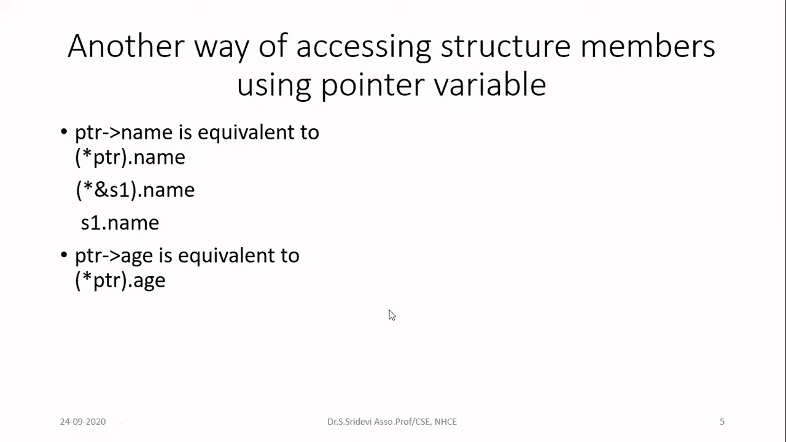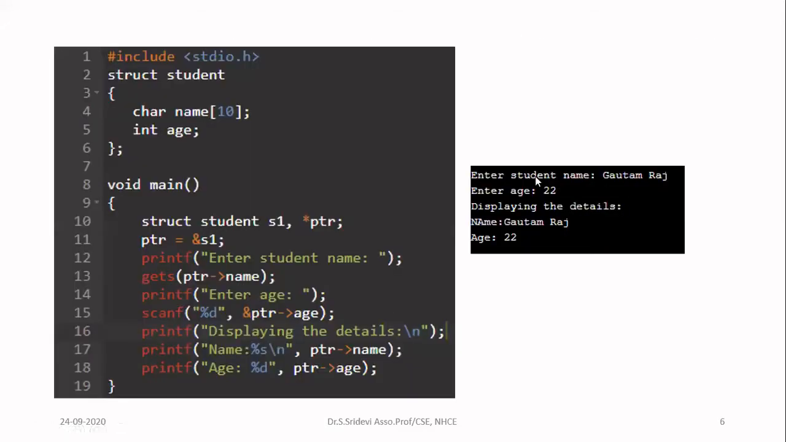Now, let us see a simple program to understand this. I am going to use the same program. Previously, I told you one program. The same program, now we are going to implement with the help of pointer variable. Previously, we did it with the help of the dot variable. We have accessed the members of the structure with the help of the dot variable, but now we are going to access with the help of pointer.